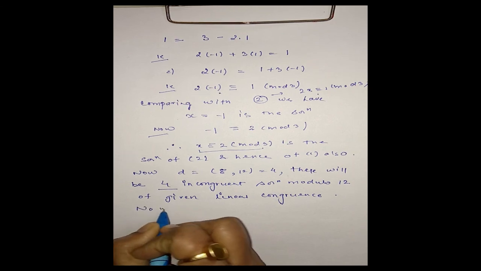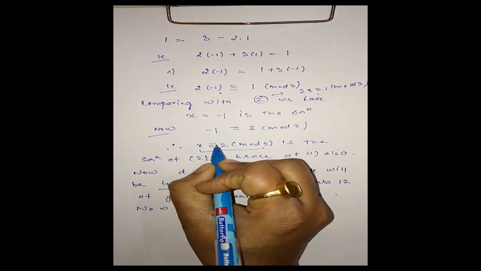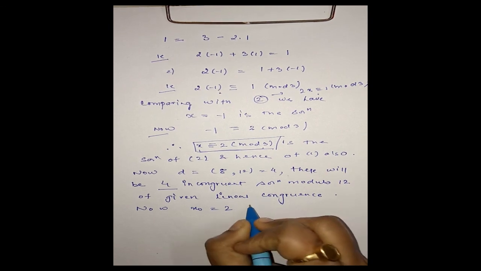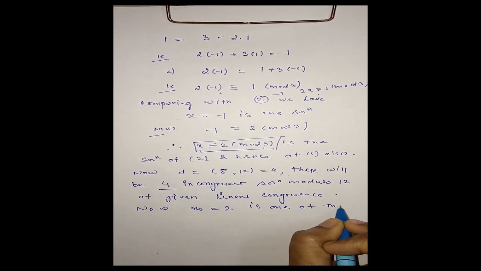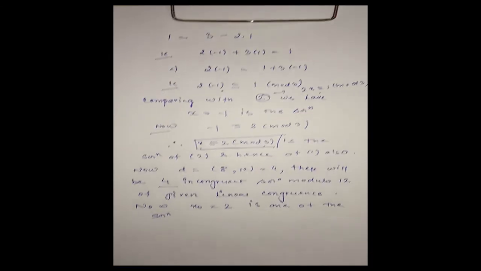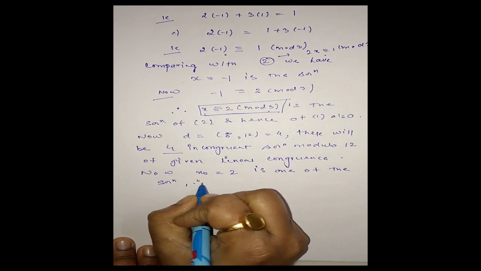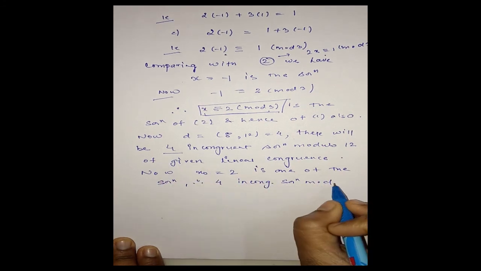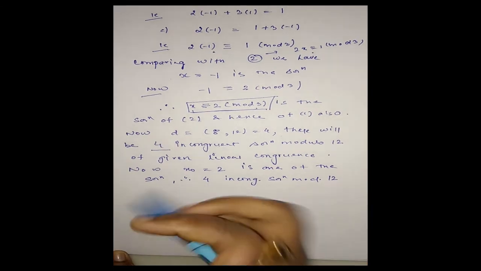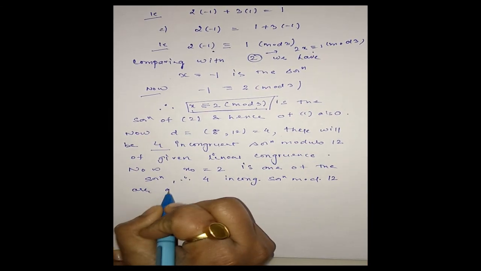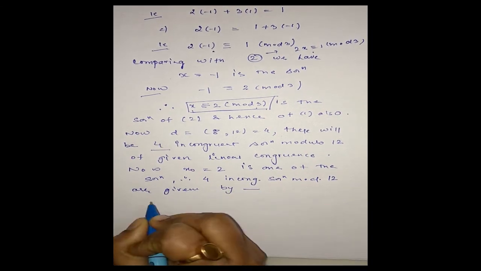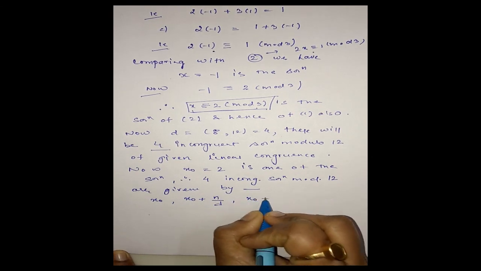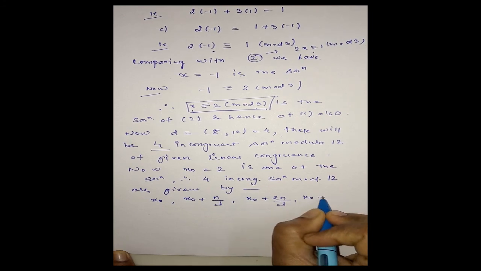Now, x naught is equal to 2 from here. x naught equal to 2 is one of the solutions. Therefore, the four incongruent solutions modulo 12 are given by x naught plus n by d. This was the rule: x naught plus 2n by d and x naught plus 3n by d.